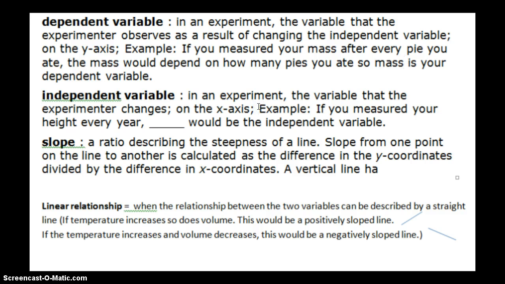Example, if you measured your height every year, blank would be the independent variable. Then it would be the time in years. And as they said, time is almost always the independent variable because your height depends on what year it is. So the year is independent, the height depends, so the height would be your dependent variable.